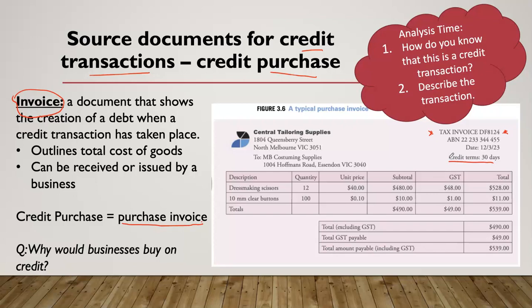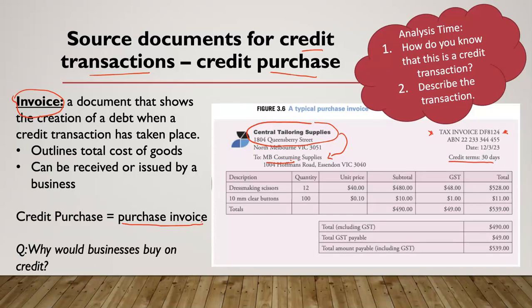How do I know whether it's a purchase or a sale? Well, you know the business that wrote the document, their name is going to be at the top. So the Central Tailing Supplies has done the sale. They have sold it to MB Costuming Supplies. And you remember that is the business we've been looking at. So if something has been sold to me on credit, that means I, the business MB Costuming, has a credit purchase. What have I purchased?